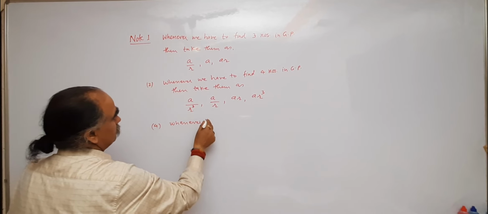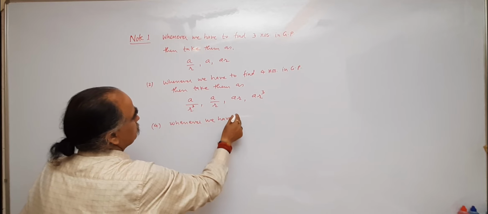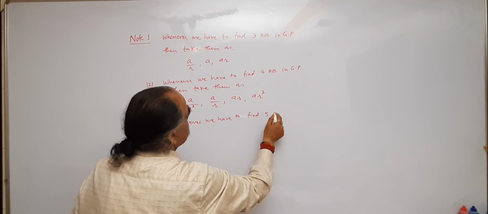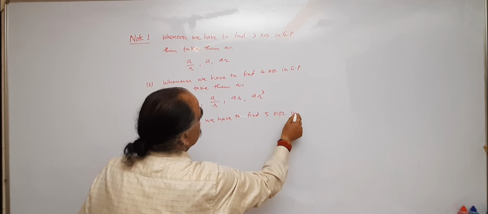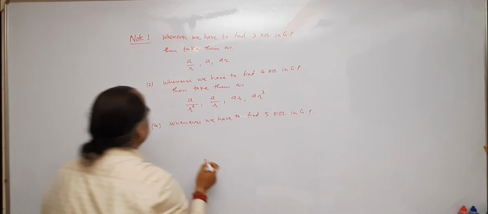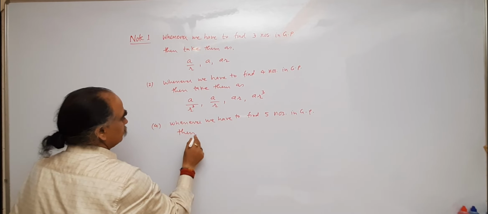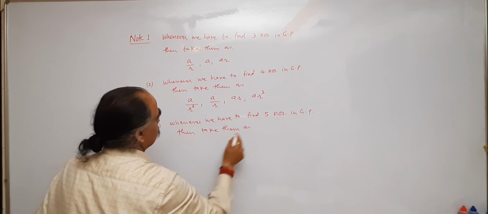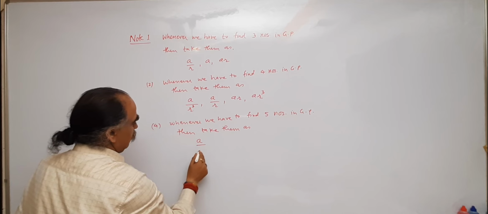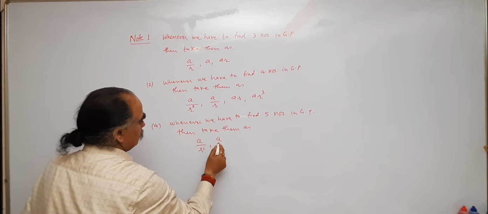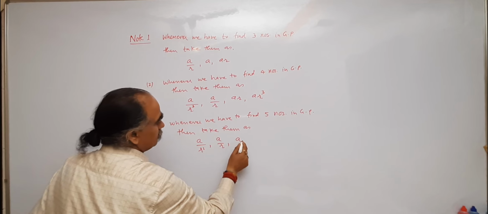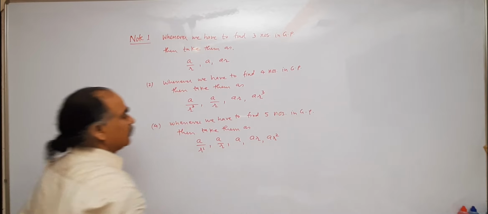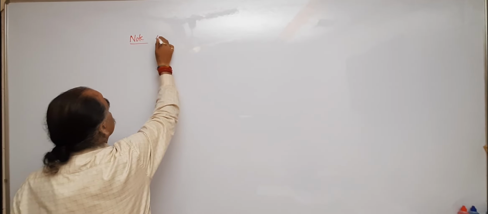Whenever we have to find five numbers in GP, then take them as A upon R square, A upon R, A, AR, AR square.